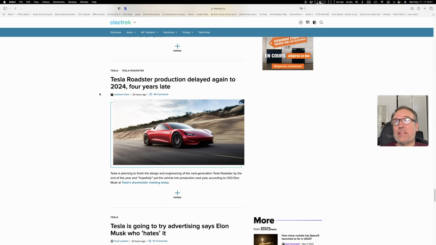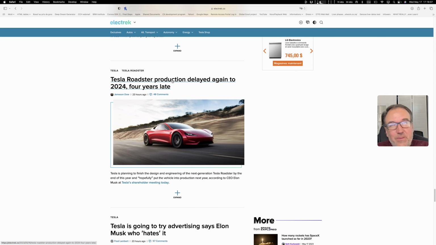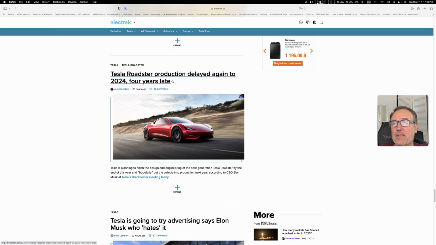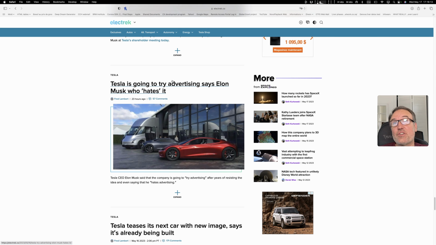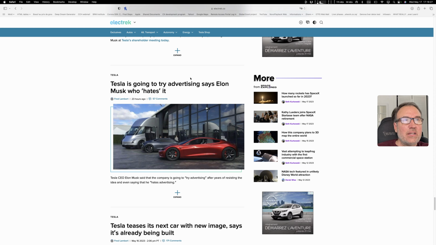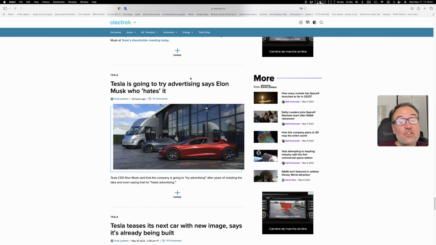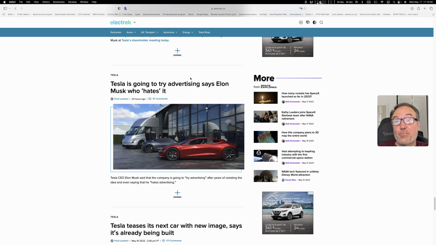Also, Elon mentioned that the Tesla Roadster's production will be delayed until 2024. This is a little bit late, but at least it seems like it's coming. And Tesla is going to try advertising. So during the Q&A session, some shareholders told him that maybe he should advertise a little bit because people had misconceptions about Tesla, that they thought that they were very expensive, whereas Tesla's cars start below the median price for a car in the US and other things like that.